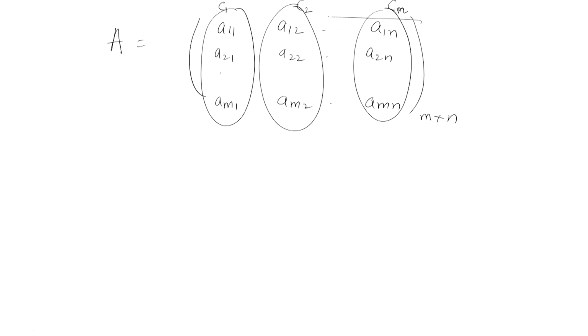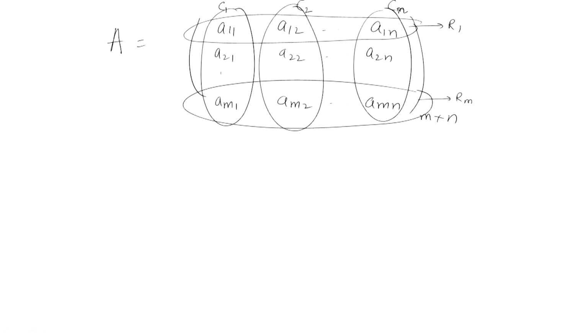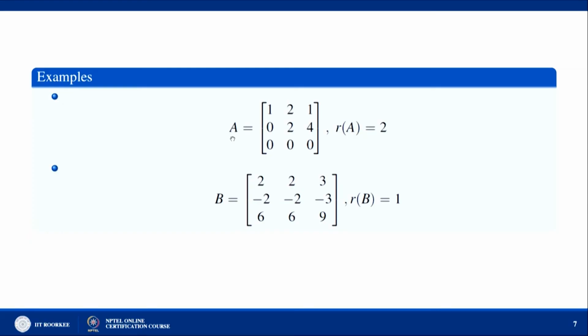Similarly, if you take the rows, the first row as the first vector R1 and the mth row as the mth vector. So, the number of linearly independent rows or columns, considering one column as one vector or considering one row as one vector, is the rank of the matrix. Now, let us discuss a few examples.